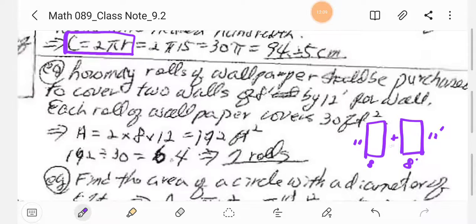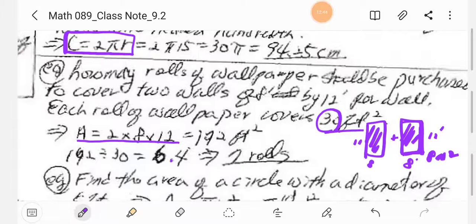So what's the area of these two? Each rectangle, area of each rectangle is 8 times 12, length times width. And then there are 2 of them, so multiply by 2. So this is the area. And then each wallpaper covers 30 square feet, right? So divide the area by 30.